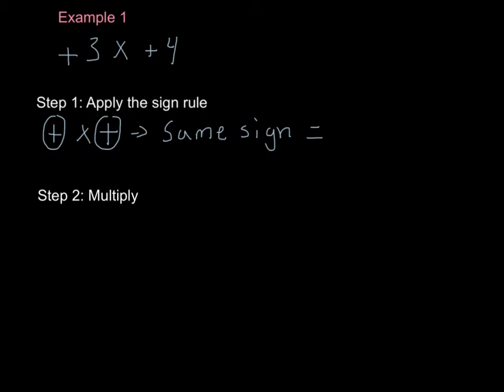So with those two rules in mind, let's try our first example. We've got a positive 3 multiplying by a positive 4. The first step to solving this question is we're going to apply the sign rule. When we look at it, we've got a positive multiplying by a positive. So we know here positive times positive, the same sign is always going to equal positive.